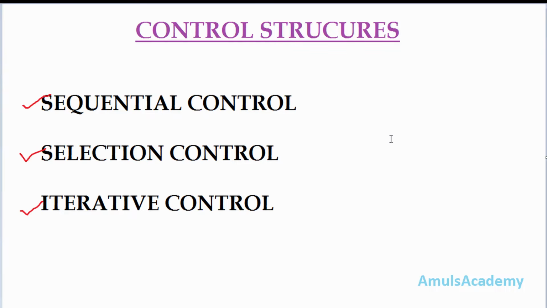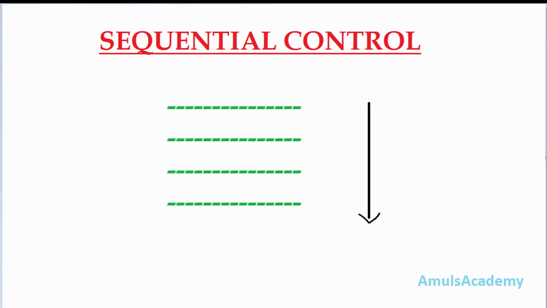Okay, there are 3 types of control. One is sequential control, second one is selection control, and the third one is iterative control. We'll see one by one in detail. Okay, first we'll see about the sequential control. As the name indicates, instructions will follow the sequential order. That means it will follow the order in which you wrote your program. That is, the first line of your code will be executed first, then followed by second, then third, then fourth, etc. Okay, this is about the sequential control.